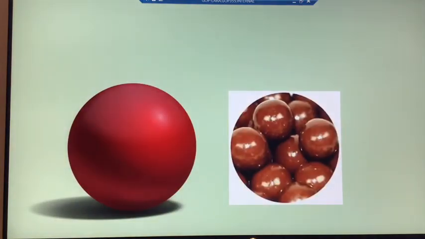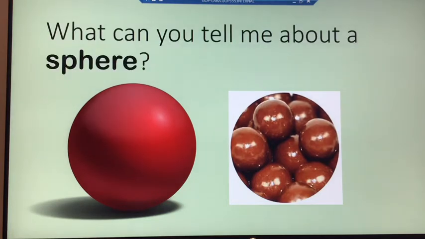Now let's look at a sphere. Again, a very common shape in the real world. I've got some Maltesers here. It could be a piece of fruit like an orange. It could be a ball of some sort. What can you tell me about a sphere? Well, a sphere has one curved face and it's perfectly symmetrical.